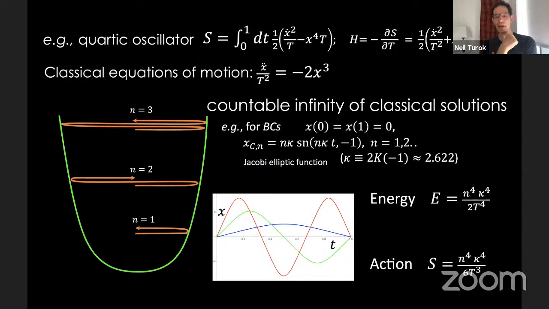So there are an infinite number of solutions which satisfy the boundary conditions, and they are all relevant to the path integral. Here they are explicitly, they're Jacobi elliptic functions, which are basically nonlinear generalizations of the trigonometric sine. And as n, the quantum number, if you like, of the classical solution, increases, the amplitude increases, and the number of oscillations increases. So here they are, these are the lowest few. This is n equals one, n equals two, n equals three, and this is their energy. It goes like n to the fourth, and this is their action. Also goes like n to the fourth over T cubed, and we're going to use that in a moment.